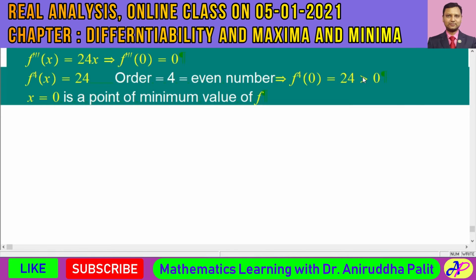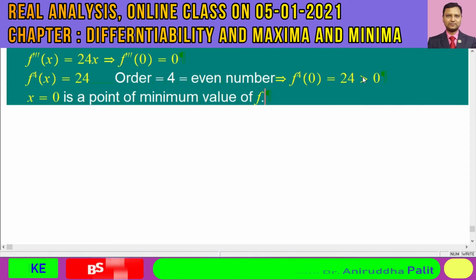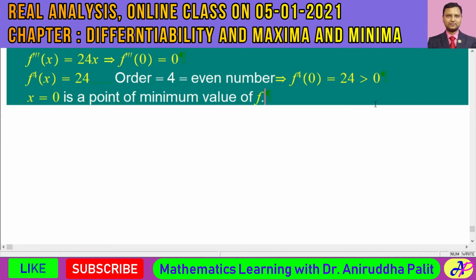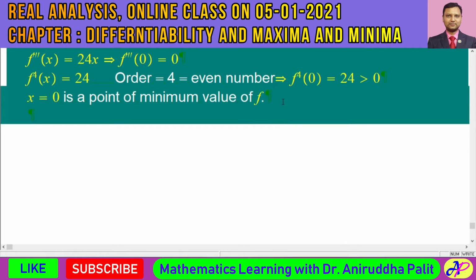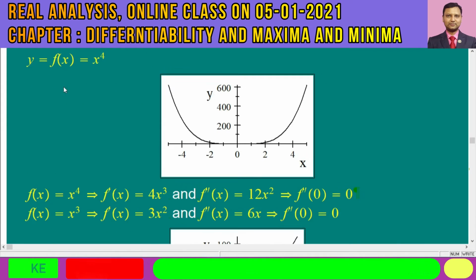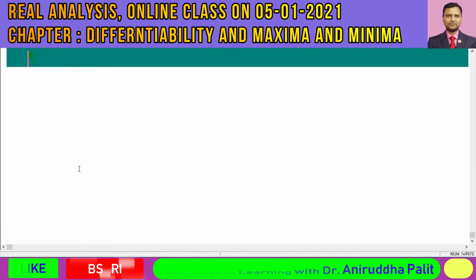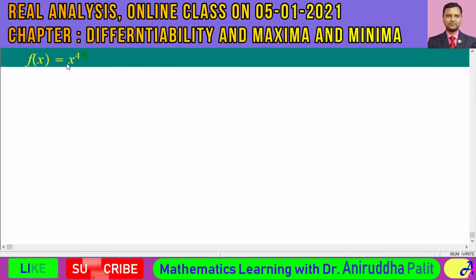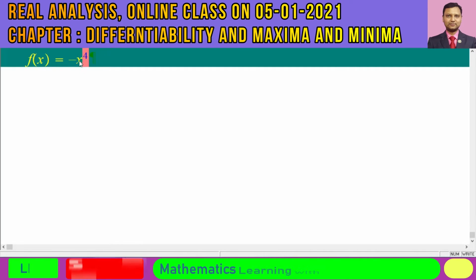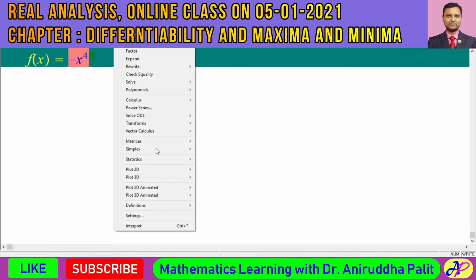Okay, point of minimum value of x. X is equal to 0 would be a point of minimum value of x. But suppose you consider this kind of example: in place of x to the power of 4, let me try to draw the graph of minus x to the power of 4, just a negative sign, and try to draw the curve of this function.